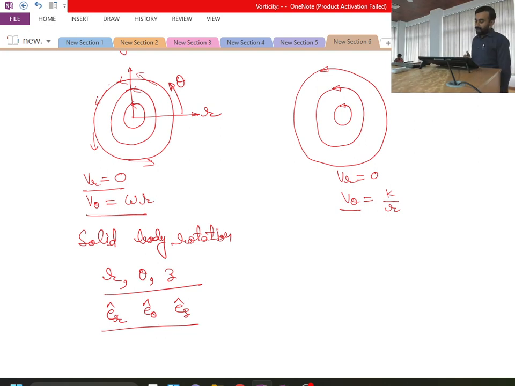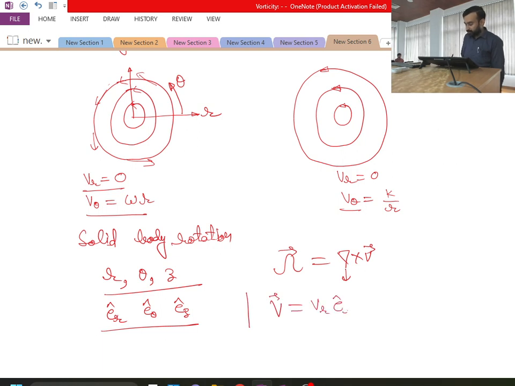Once we have these unit vectors, what we have to do is determine the vorticity vector. What is the vorticity vector? Sorry, I defined it with the capital omega. The vorticity vector is nothing but del cross v vector. Now, because I am talking about the cylindrical coordinate system, in the cylindrical coordinate system my velocity field will become Vr times e_r plus V theta times e_theta plus Vz times e_z. So that will be my velocity vector.